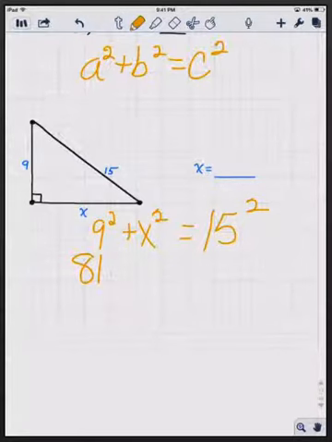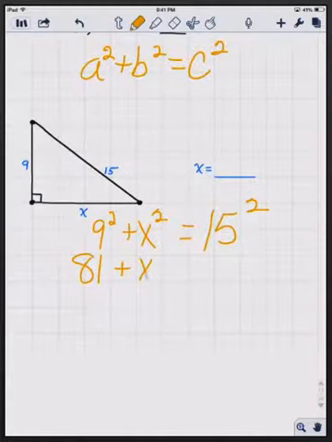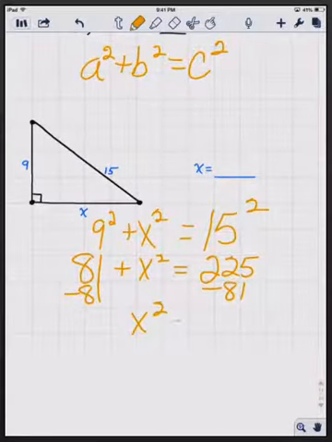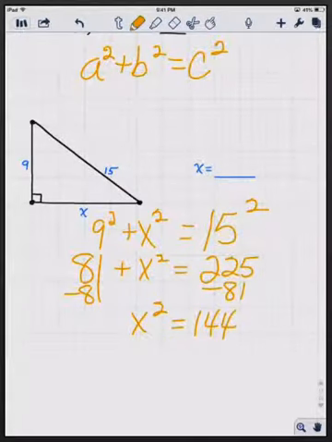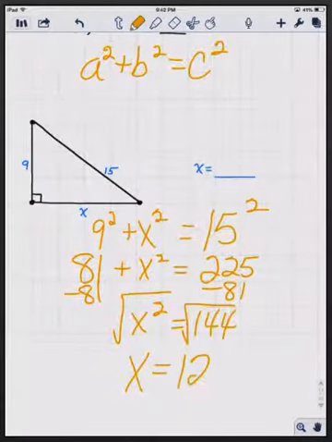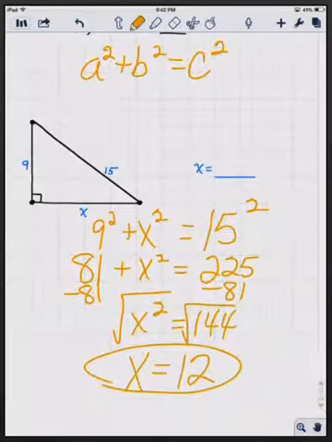So simplifying, we have 81, 9 times 9, plus x squared equals 15 times 15 is 225. We're going to subtract 81 from each side of the equation, and that gives us x squared equals 144. And you always do the opposite to solve for x, so the opposite of squaring something is to take the square root. So we'll take the square root of x squared, which is always going to be x as far as we're concerned, because we're only dealing with positive numbers. And the square root of 144, you can use your calculator if necessary, but the square root of 144 is equal to 12.